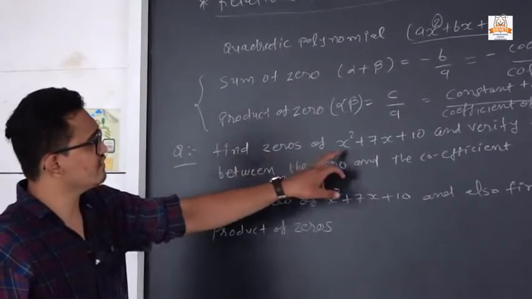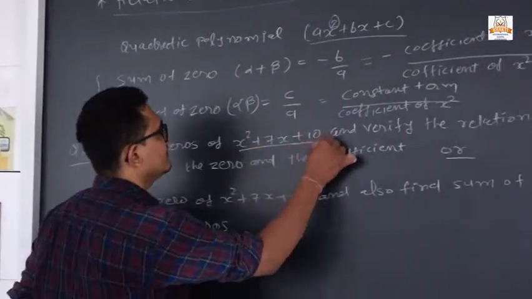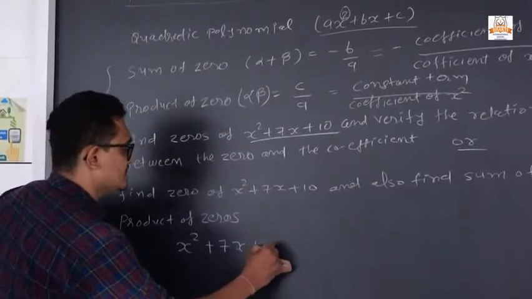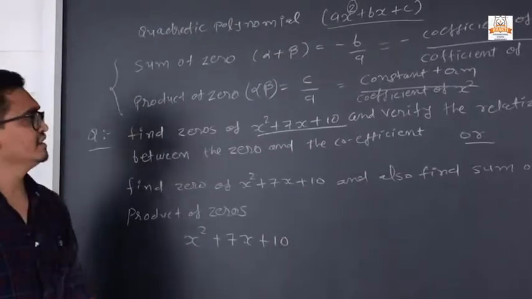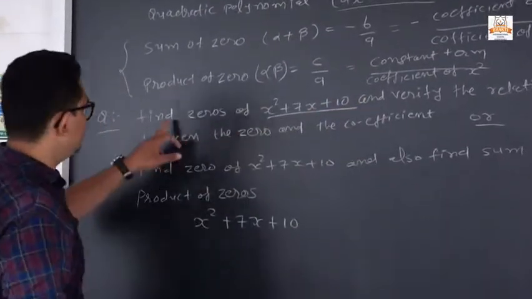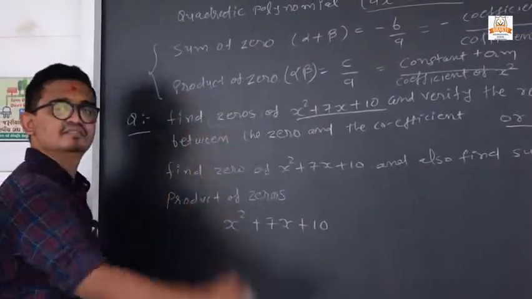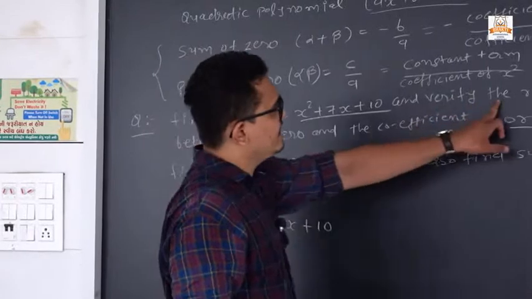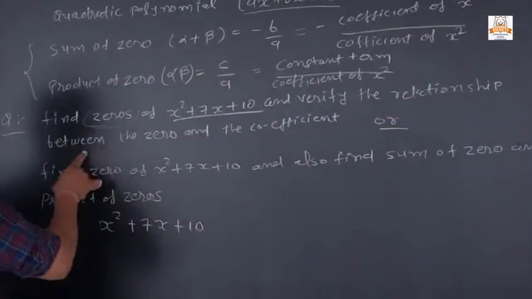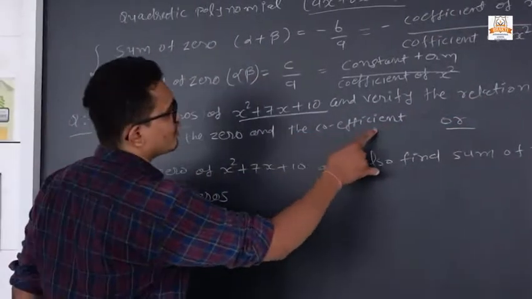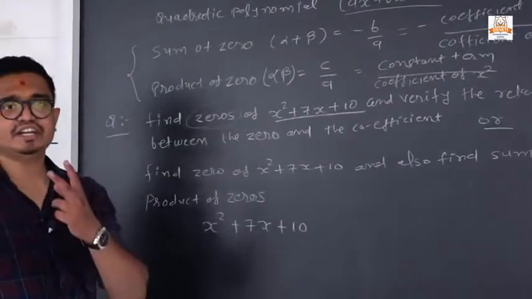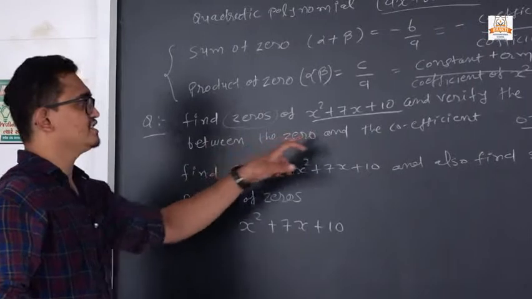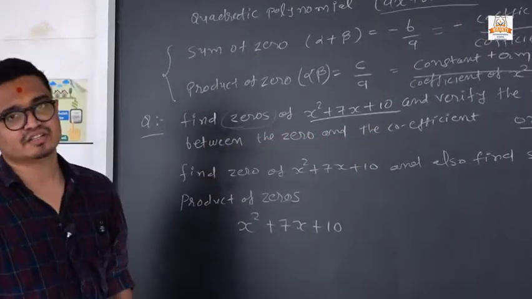Find the zeros of the polynomial x square plus 7x plus 10. So, first of all we need to find the zeros, and second, they are asking us to verify the relationship between the zeros and the coefficients. So, we need to find out two things. First, the zeros, and second, the relationship between zeros and coefficients.